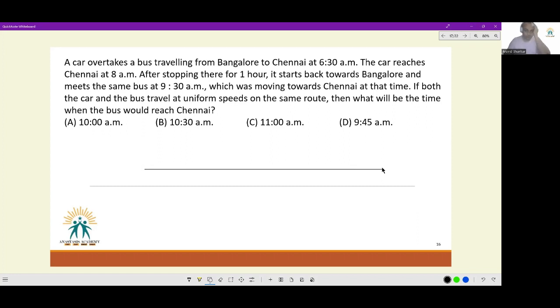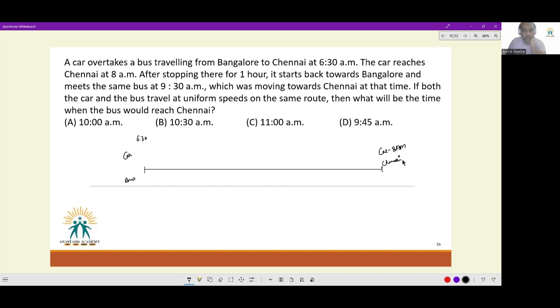Please help. Let's say the spot where the car and bus meet. Car and bus. Instead of considering it as a point where the car is overtaking the bus, I'm saying car and bus are starting from here. They are here at 6:30. The car reaches Chennai at 8 a.m. This destination, Chennai, the car manages to reach here at 8 a.m.